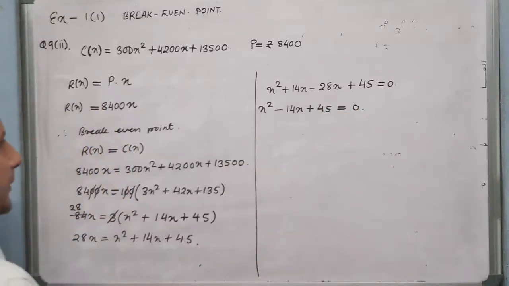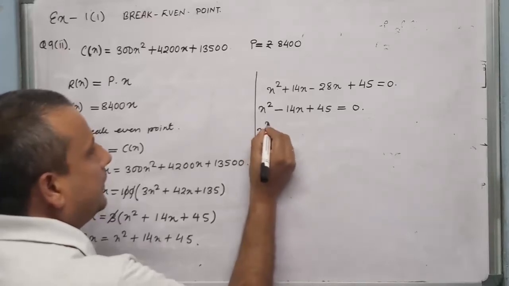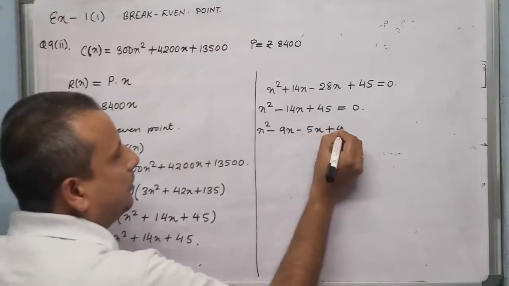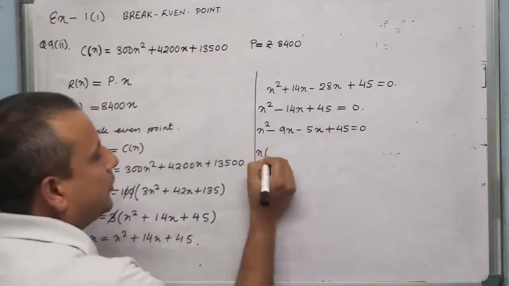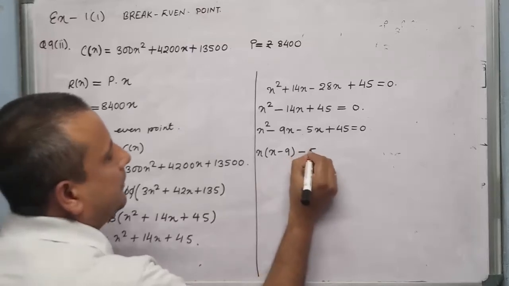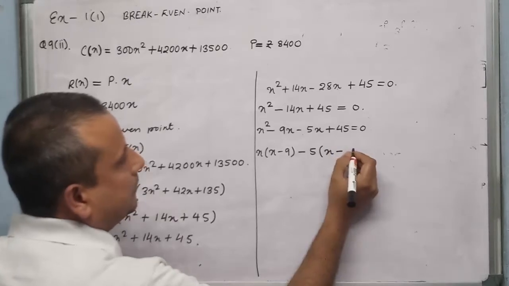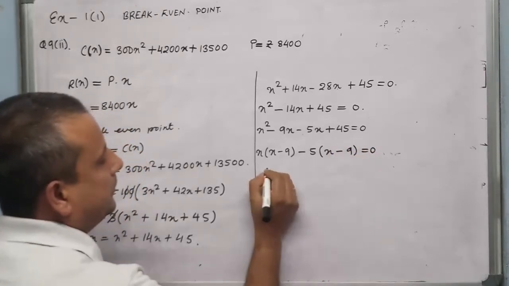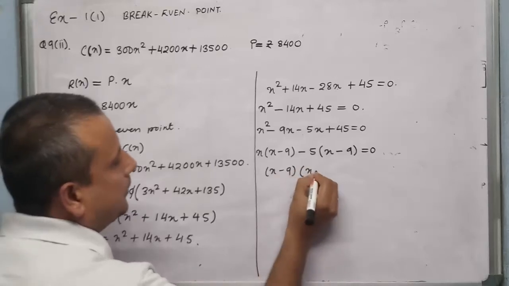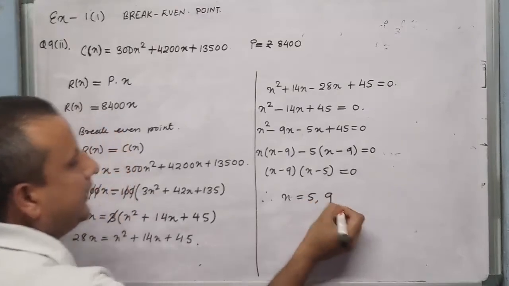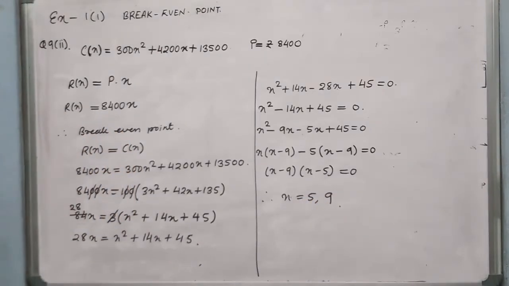Then resolve into factors. 9 times 5 is 45. So x square minus 9x minus 5x plus 45 equals 0. Now I'll take x common: x(x minus 9) minus 5(x minus 9) equals 0. So (x minus 9)(x minus 5) equals 0. Therefore, the values of x equal 5 or 9. If the manufacturer sells 5 units of TV sets or 9 units of TV sets, there will be no profit, no loss.